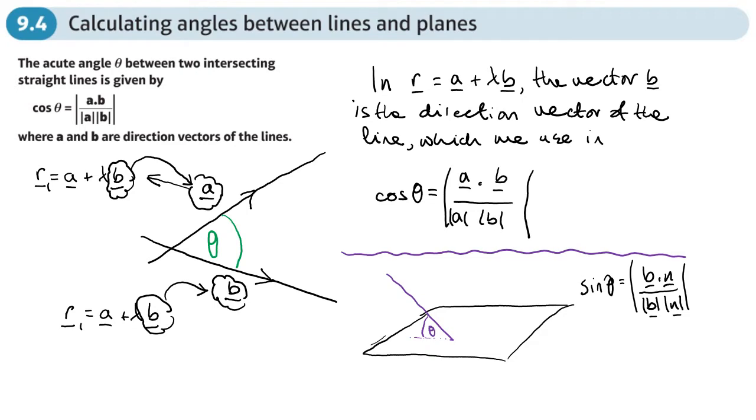Here the vector b is going to be the direction of the line, the direction vector of the line, just like before, and n represents a normal of the plane. In other words, a vector that's sticking up perpendicularly from the plane. So if it's the angle between two lines, we want the direction vector of the line. If it's an angle between a plane and a line, what we want is the direction of the line and a normal of the plane.